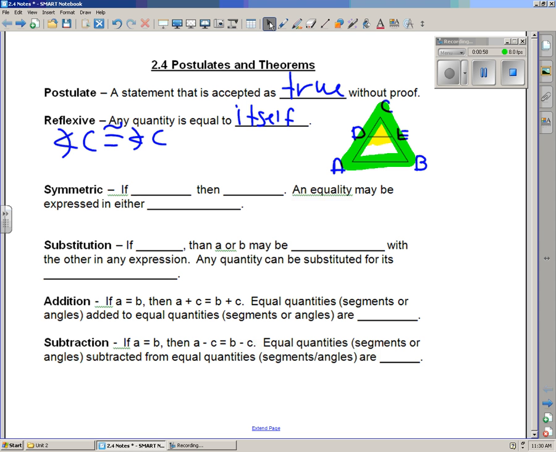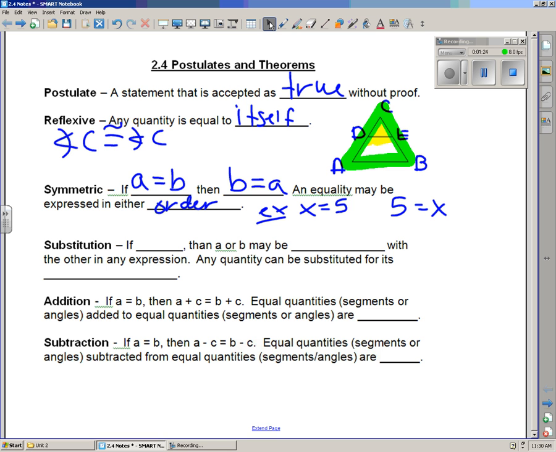The symmetric property looks like this. If A equals B, then B equals A. So any equality may be expressed in either order. It doesn't matter what you have on the right or on the left. For example, if X equals 5, you could also say 5 equals X. That's the symmetric property.